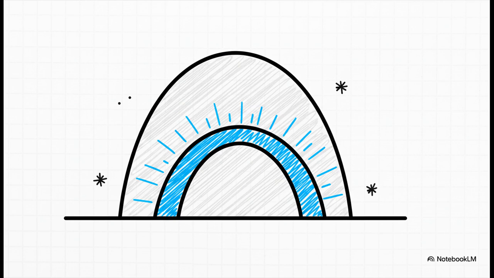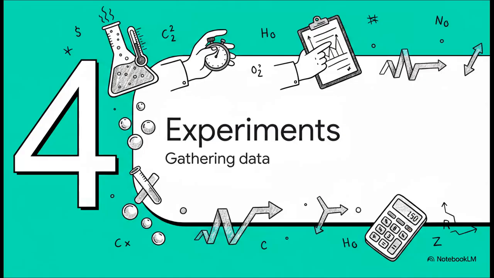Well, a catalyst alters the path of the reaction by creating a lower energy barrier. Notice that it does not change the reactant or product energy levels at all. It simply lowers that peak right in the middle, making it way easier for the reaction to proceed. All right, diving into section 4, experiments and calculations.